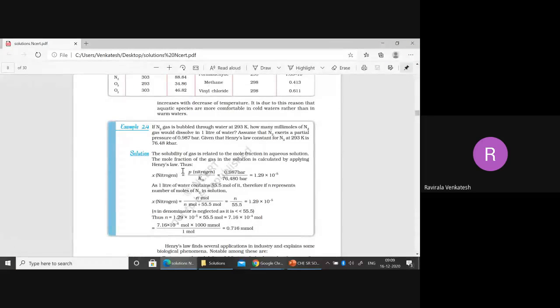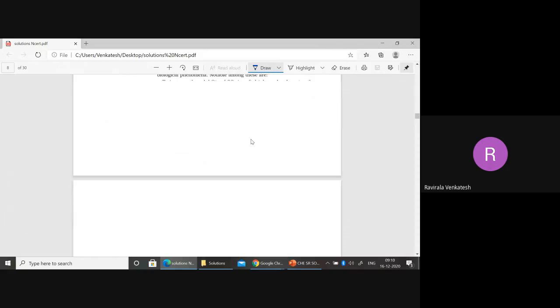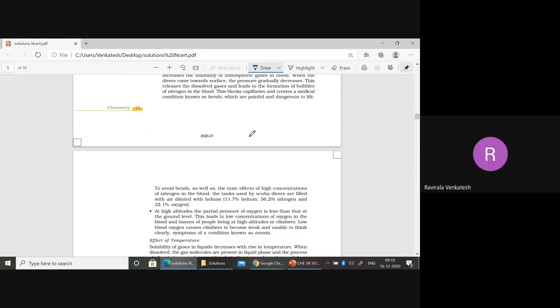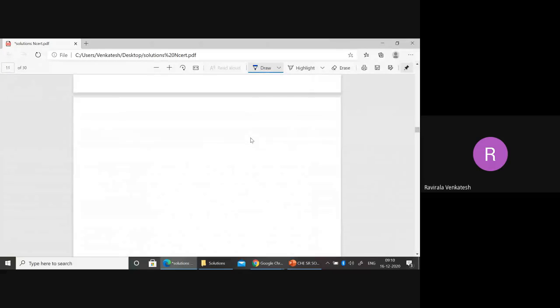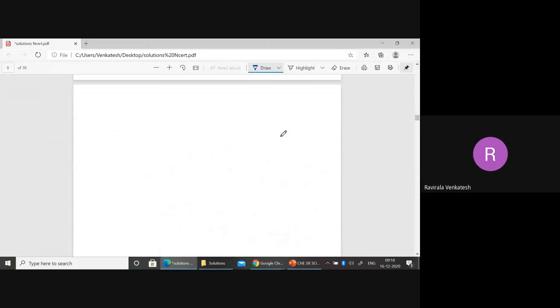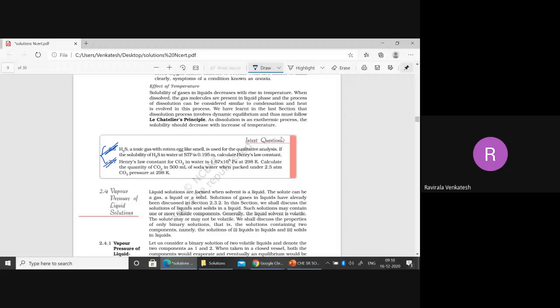I think we have completed this one. Example 2.4 we have completed. This one we completed actually, correct? Now what you have to do? Homework. I'll show that. This one you can do, Henry's law, 2.6 and 2.7. Try to complete 2.6 and 2.7 today itself. And tomorrow we'll complete Henry's law applications and the remaining topics. Next topic we'll discuss. Okay. So 2.6 and 2.7 is the homework for you.